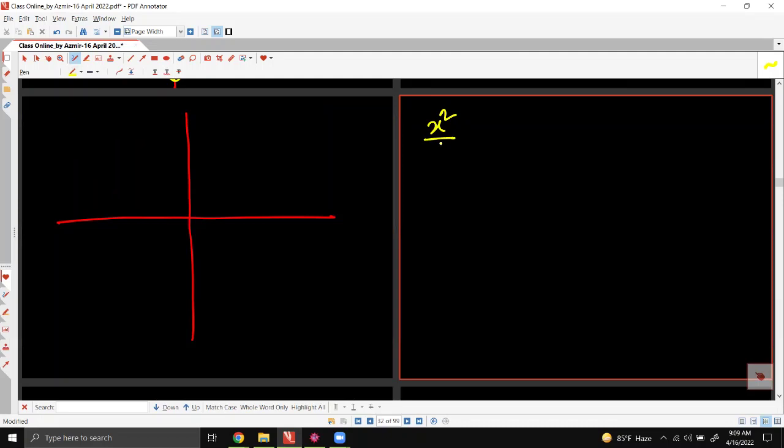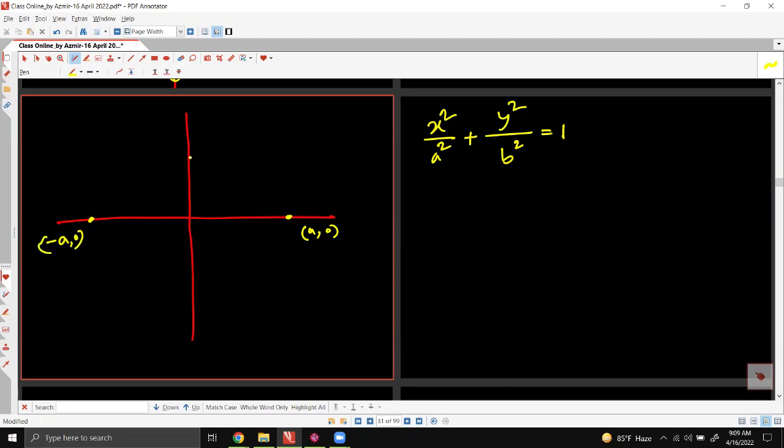Suppose we have x squared over a squared plus y squared over b squared equals 1. Try to understand the graph of the ellipse. So this is the point (a, 0). This is the point (minus a, 0). And let's say this is the point (0, b). And this is the point (0, minus b). So we have a total of 4 points. These are known as the vertices. So we have vertex 1, vertex 2, vertex 3, vertex 4.